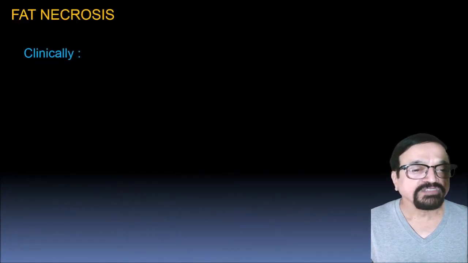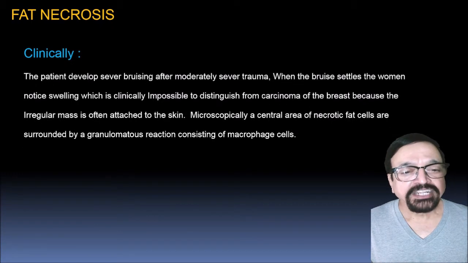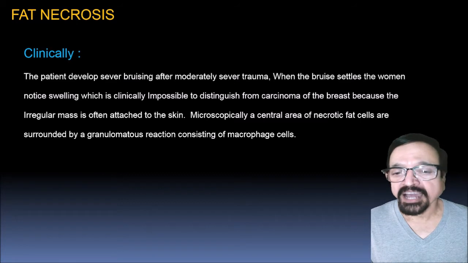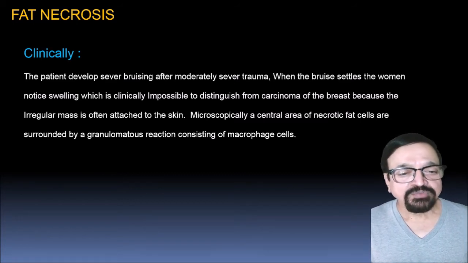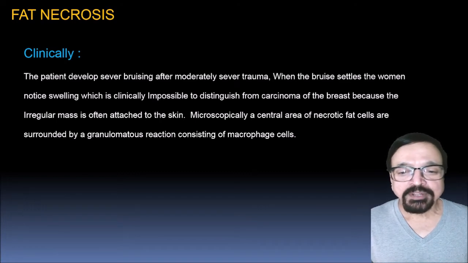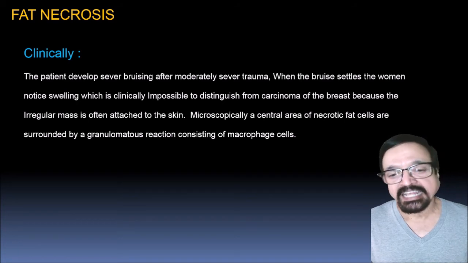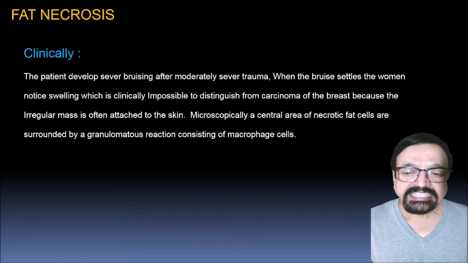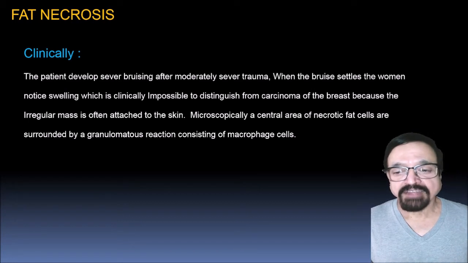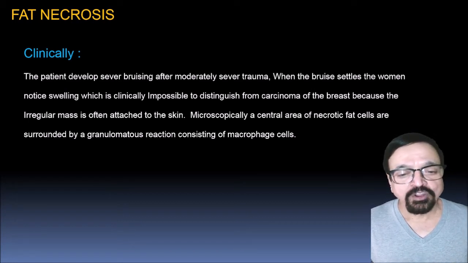Now, fat necrosis clinically: the patient develops severe bruising after moderately severe trauma. When the bruises settle down, the woman notices swelling which is clinically impossible to distinguish from carcinoma of the breast, because the irregular mass is often attached to the skin. Microscopically, there is a central area of necrosis, and fat cells are surrounded by granulomatous reactions consisting of macrophage cells.